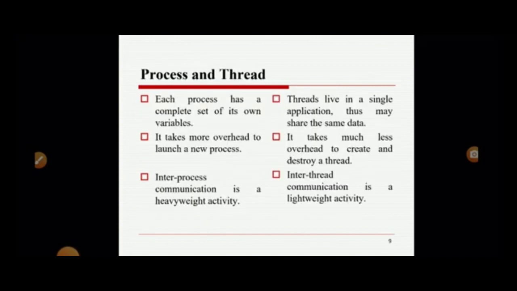So what is the difference between a process and a thread? A program in execution is called a process. Each process has a complete set of its own variables, but threads live in a single application and thus may share the same data. A process takes more overhead to launch, but a thread takes much less overhead to create and destroy. For a process, inter-process communication is a heavyweight activity, but for threads, inter-thread communication is a lightweight activity.